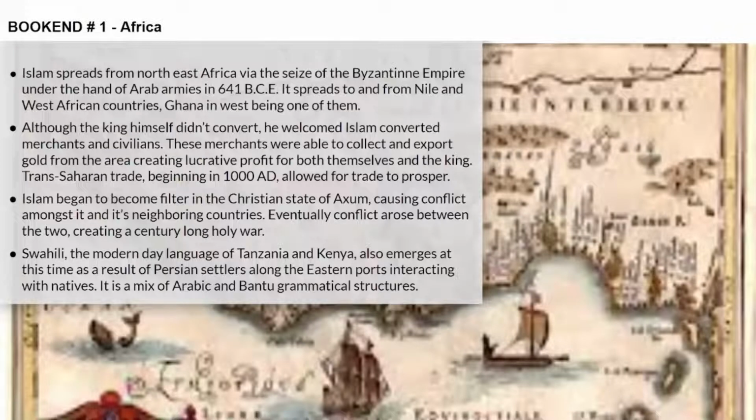At the same time, Islam created conflict with Axum because they were neighboring countries, the Muslim Turks and the Askamites. But the fact that the Askamites were Christian while the Muslim Turks were of course Muslim, their ideas, morals, and philosophies were very conflicting. So this caused problems with communication, trade, and just overall made them very unfriendly towards each other.